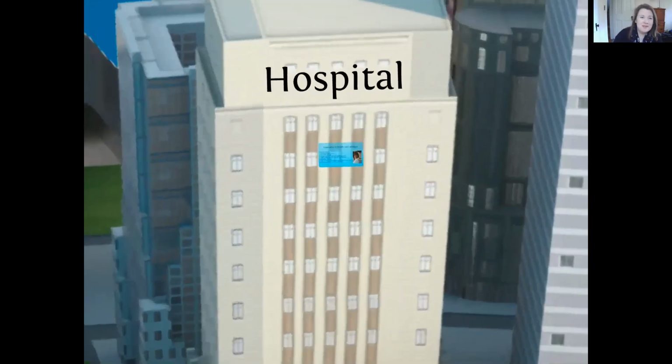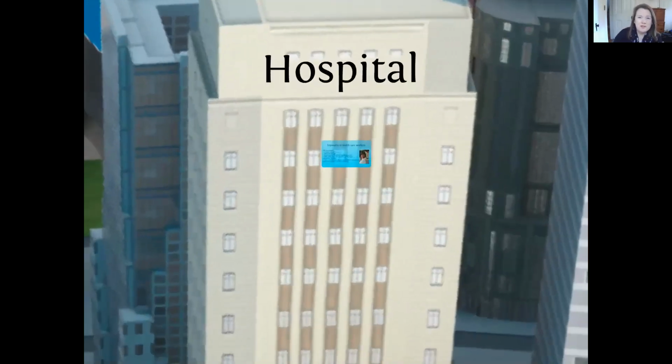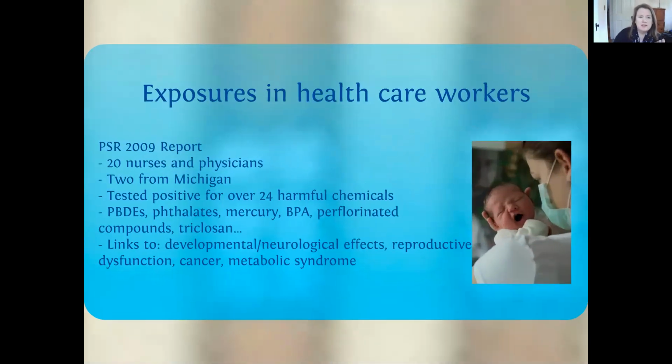So, something that's relevant to some of you is exposures that happen in the hospital. This is an older report at this point. Actually, this is one I mentioned before, exposures in healthcare workers. We participated in this, and had a few healthcare workers participate. They tested positive for over 24 chemicals. You can see the list there. I mentioned some of these before.